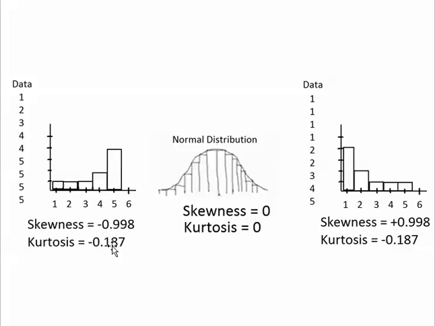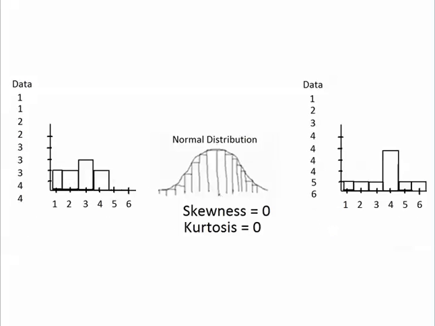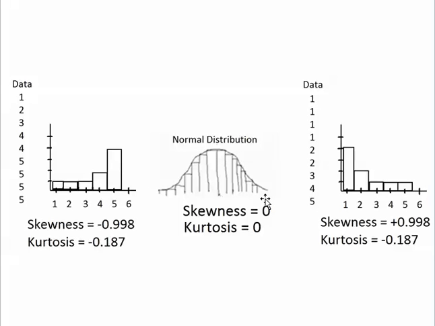The kurtosis value is equal. They're both negative 0.187 because the flatness of this data set and the flatness of this data set are the same, which is why they have the same amount of kurtosis. And also, remember that the normal distribution has a skewness and kurtosis of 0.